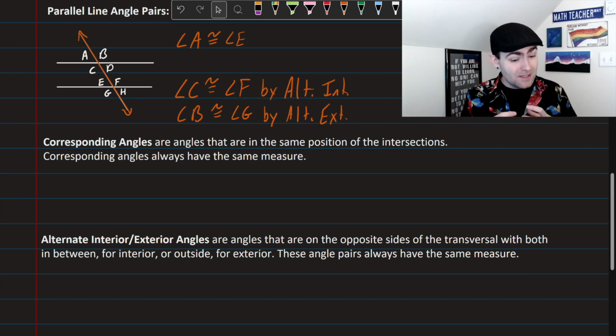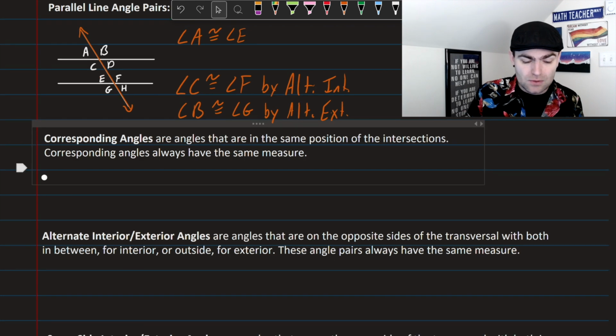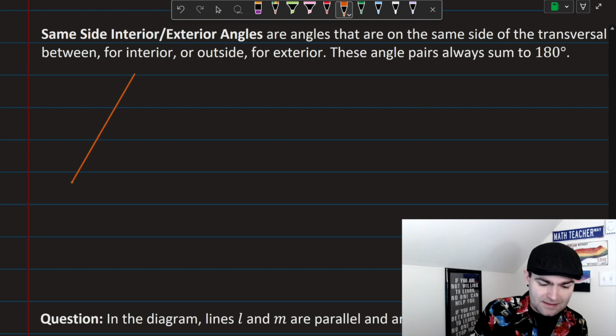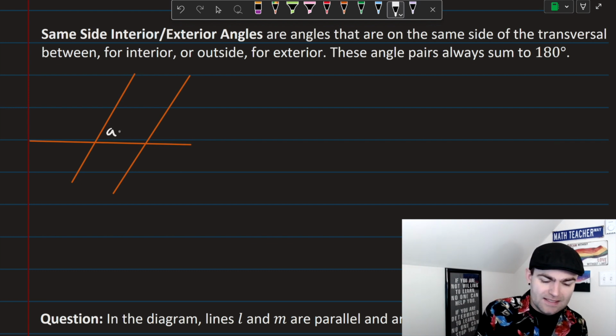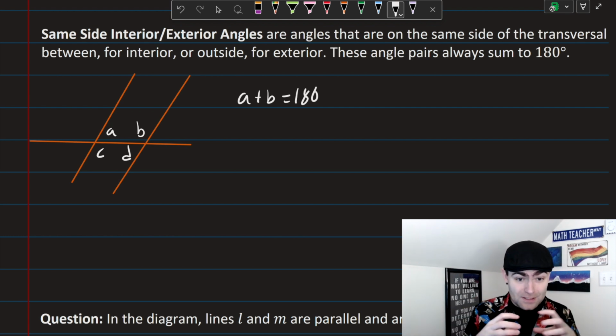As far as supplementary angles go, we can look at same side interior or same side exterior angles. And those always sum to 180 degrees. So if I redraw our lovely parallel line diagram down here, so I did it a little bit differently. If this is angle A, B, C, and D, we would say that A plus B is equal to 180 degrees because they're both interior angles and they're on the same side of that transversal. C plus D is also same side interior. For the same reason, those have to add up to 180 degrees.